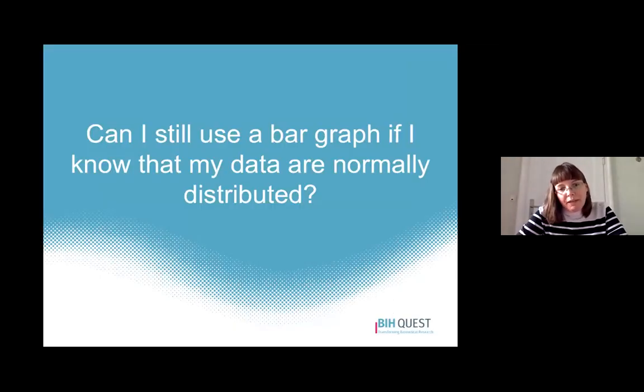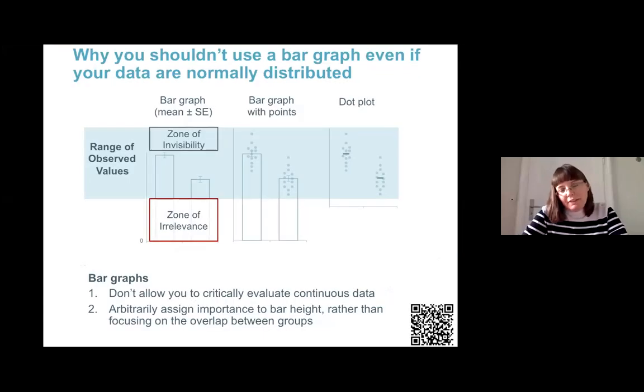So you might be saying, okay, well, I understand distributions can be different, but what if I know that my data are normally distributed? Can I still use a bar graph then? And as you may have guessed, the answer is of course not. And there are 2 different reasons for this. The first is that the bar graph doesn't allow you to critically evaluate the continuous data, which is one of our 4 objectives for figures.